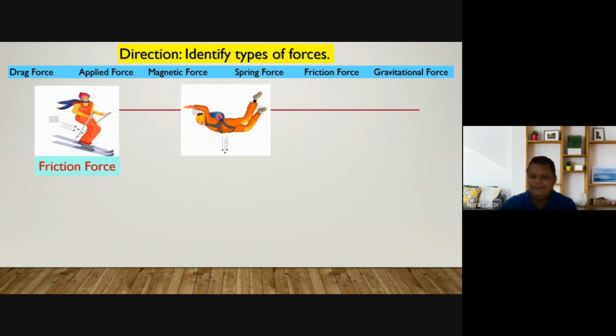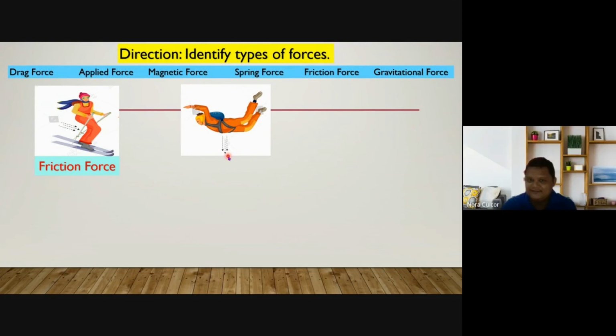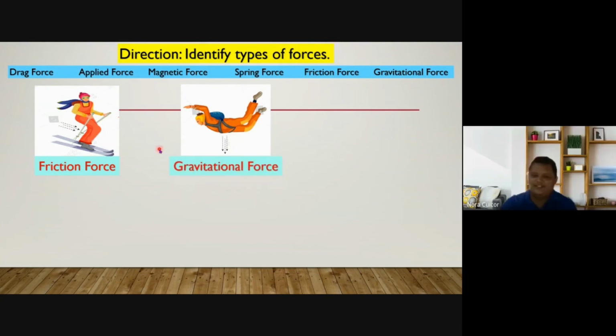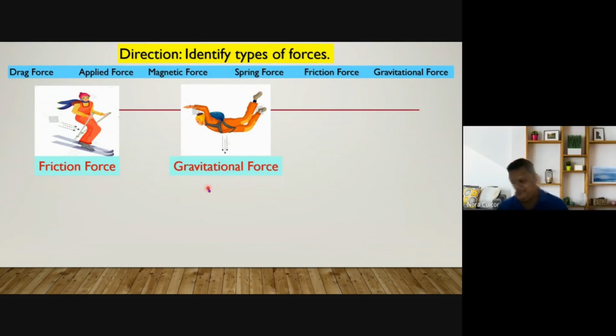This one. The man fell to the ground. Fell. Remember, fell, or fall. Any object falls to the ground because of gravity, same like the apple. Gravitational force. Okay, now remember, gravitational force.